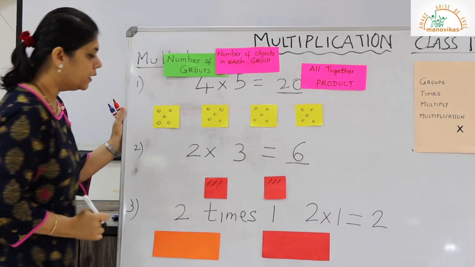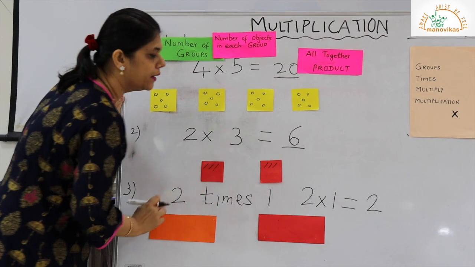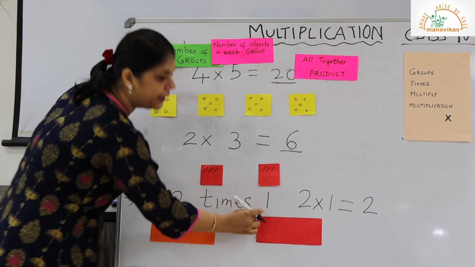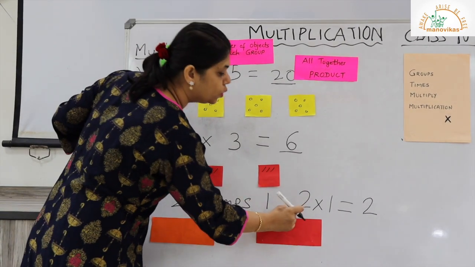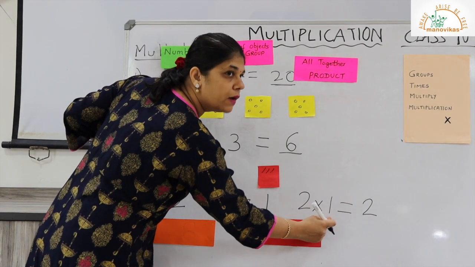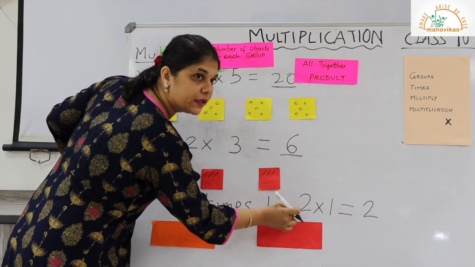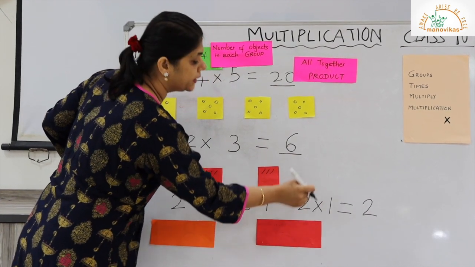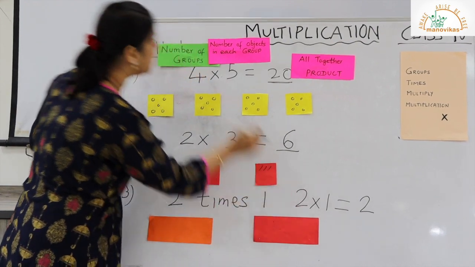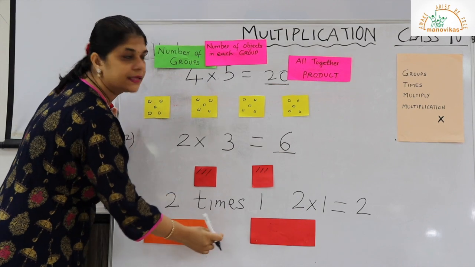Okay? Now look at the third example. 2 times 1. 2 times 1 can also be written as 2 multiplied by 1. And that will give us how much? 2, right? So what are the number of groups? What is the first number here, children? It is 2. So 2 tells us that the number of groups are 2 in this sum.